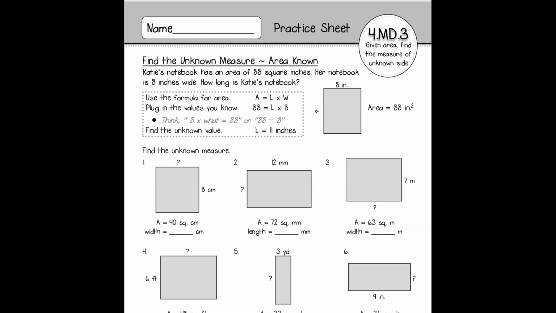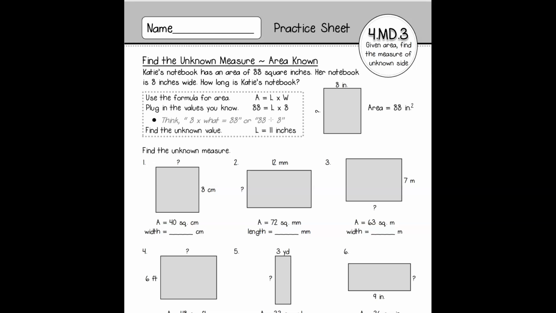Hey guys, today we are going to work a little more with area, but this time we are going to know the area, but we're not going to know both sides. Okay, so if you look at the top question, it says Katie's notebook has an area of 88 square inches. Her notebook is 8 inches wide. How long is Katie's notebook?